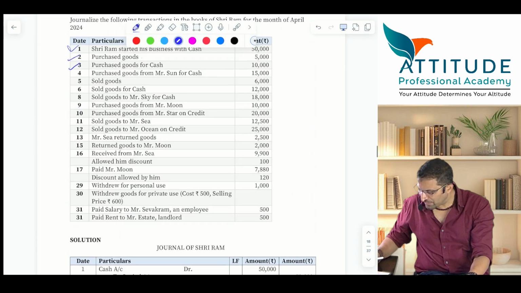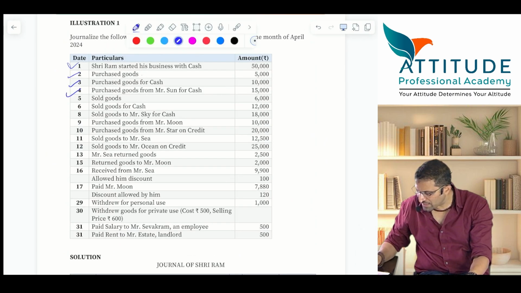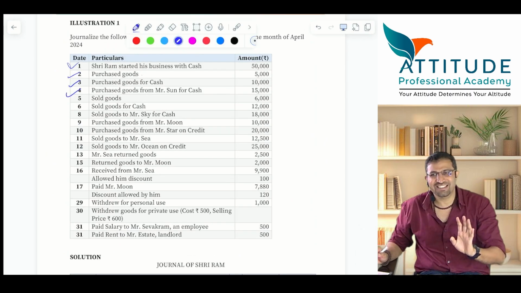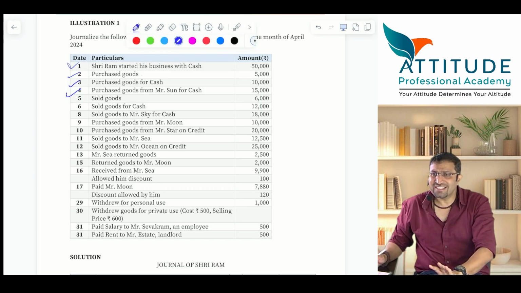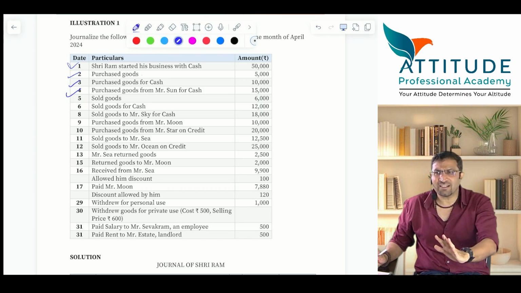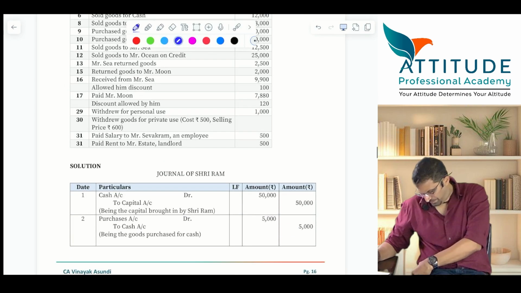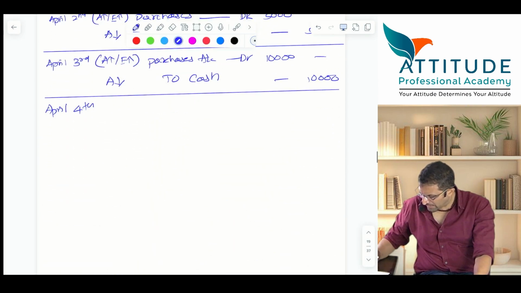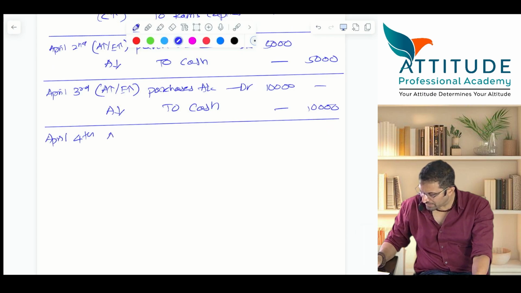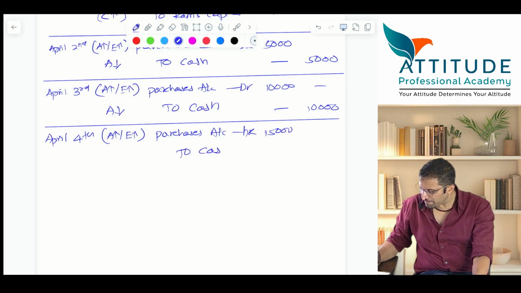Then April 4th. Have a look at it. Purchase goods from Mr. Sun for cash. For cash, so it is not a credit transaction, it is a cash transaction. So there is no debtor and creditor relationship. Is that clear, guys? Same entry. Either asset increases or expense increases. Purchases account debit, 15,000 if I am not wrong, to cash. Asset reduces, 15,000. I hope all of you understood this, guys.